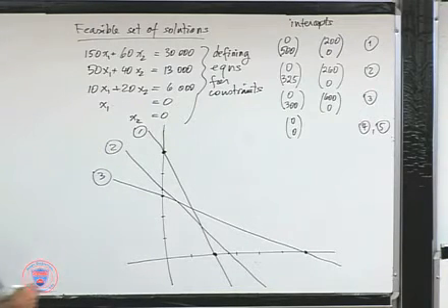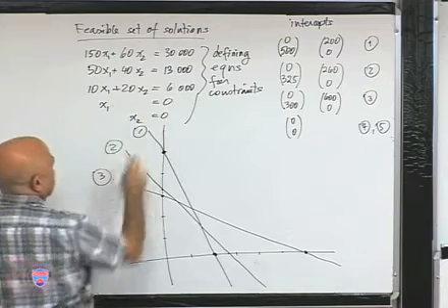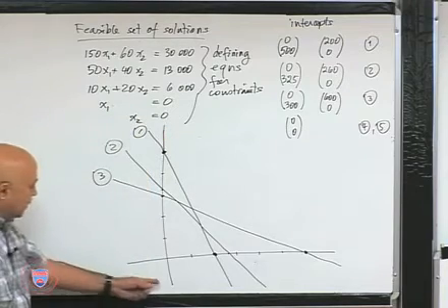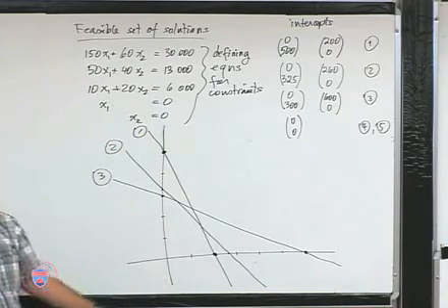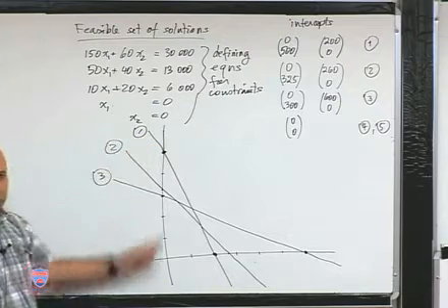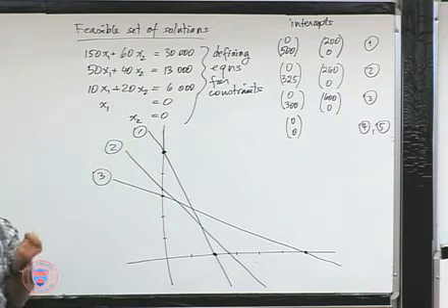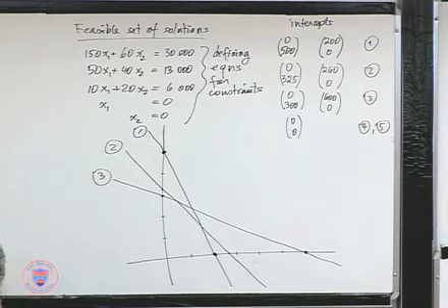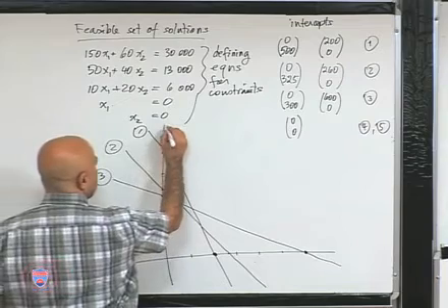Number 4 is x1 equal to 0. Well, x1 is equal to 0 along the vertical axis. Each point along the vertical axis has a coordinate of 0 for the x1 component. Okay? So this is number 4.